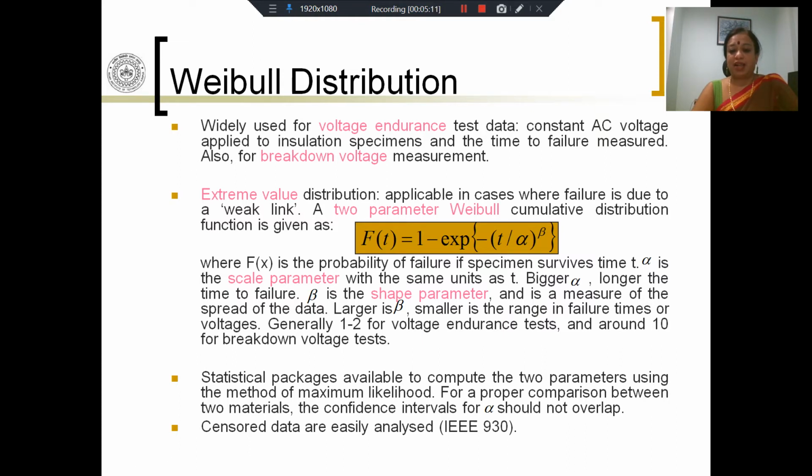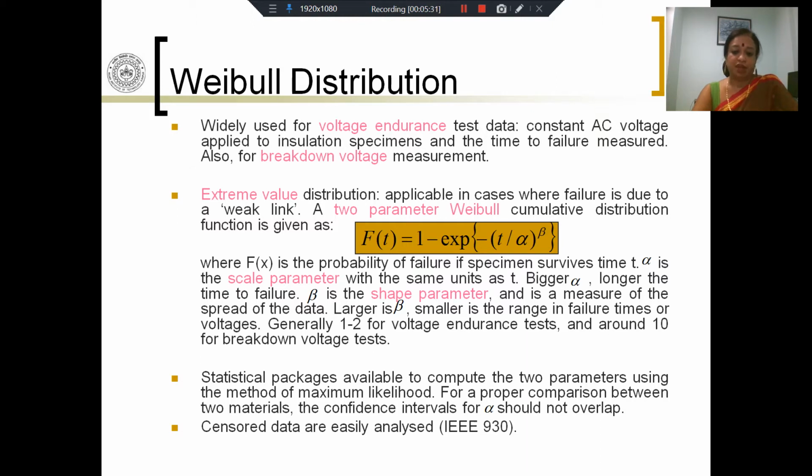Generally, you expect the value of beta to be around 1 or 2 for voltage endurance test and around 10 for breakdown voltage test if you're measuring in kV. There are statistical packages which are available to compute the two parameters using the method of maximum likelihood. We are not going to learn how to do Weibull distributions here.